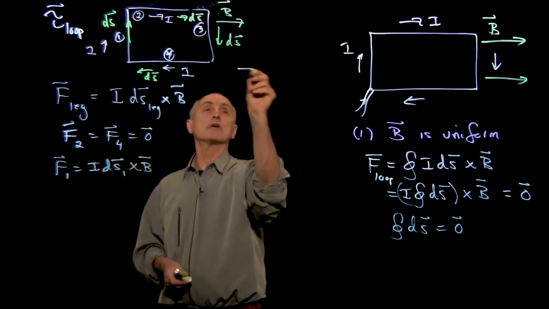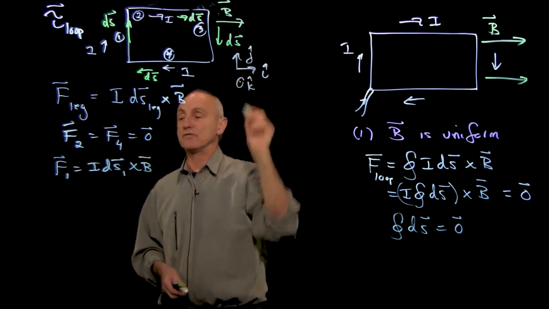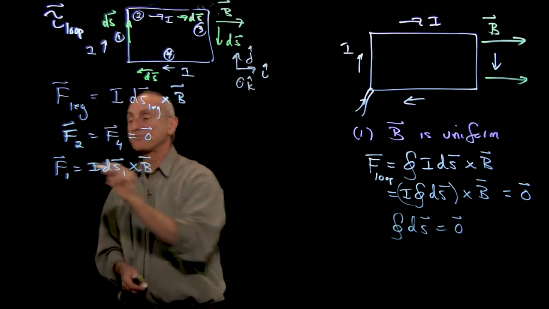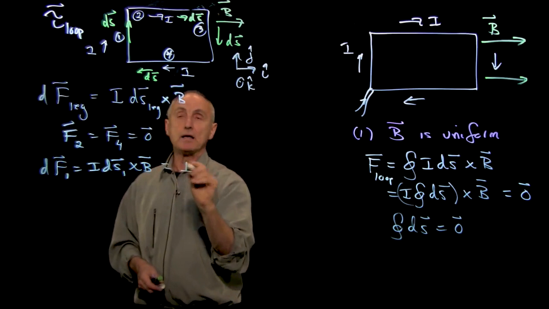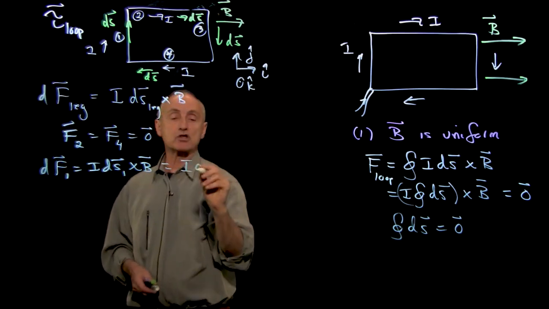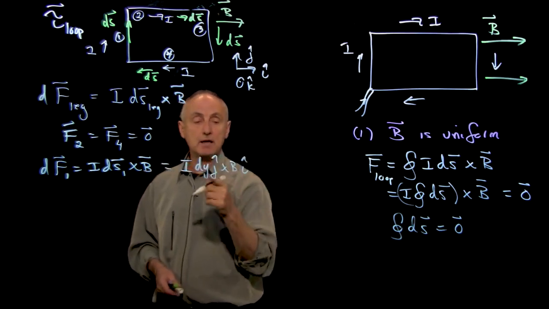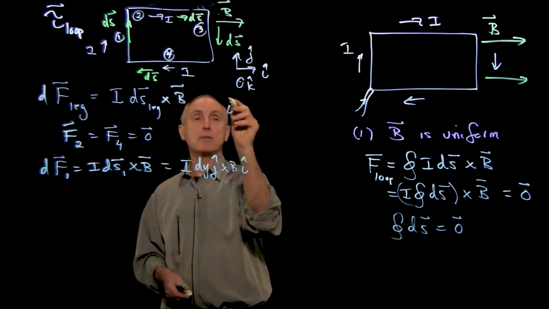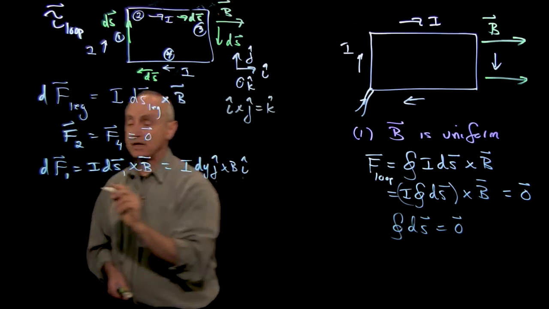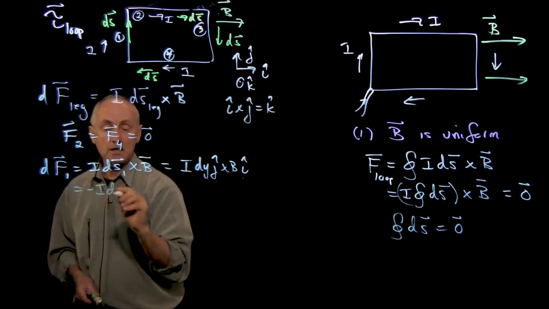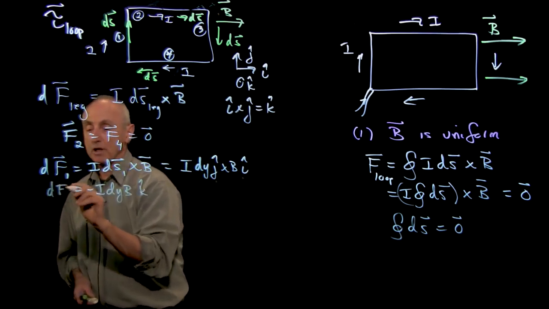And when we make a calculation like this, let's just choose a set of unit vectors to make things a little bit easier. That's our little dF. And we get I. Now here we're going in the j direction, dy j hat, cross B i hat. And when I take j hat cross i hat, remember i hat cross j hat is k hat. So j hat cross i hat is minus k hat. We get minus I dy B k hat for the dF1.